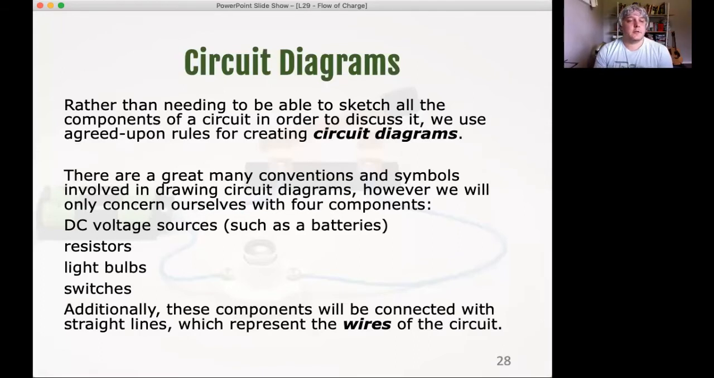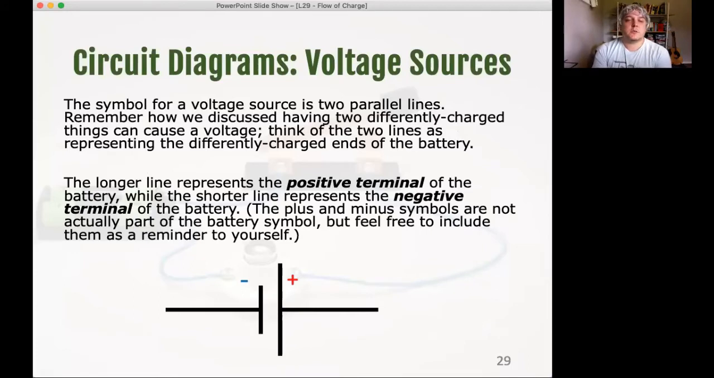So we are just going to use really simple components, the simplest 4 components. That is DC voltage sources, such as batteries, resistors, light bulbs, and switches. Additionally, we're only going to connect these with wires, which are just simple straight lines on our circuit diagram. So the symbols are, a voltage source is drawn as 2 parallel lines, right? And this just represents the positive and negative ends of the battery, right? One being charged up positive, one being charged up negative, and you put it in the circuit. That's all the voltage source is, so that's what we draw it as.